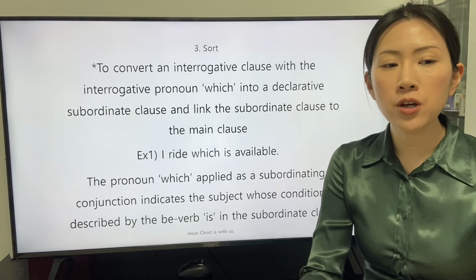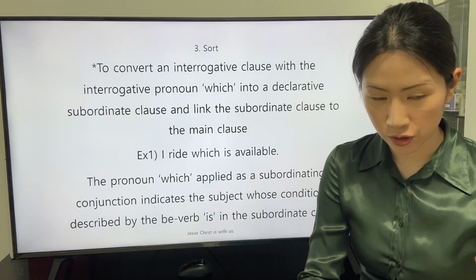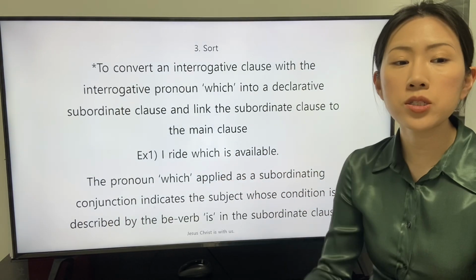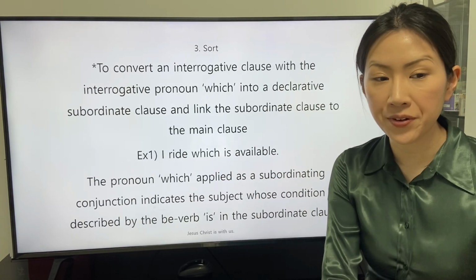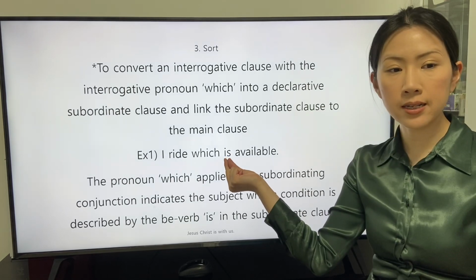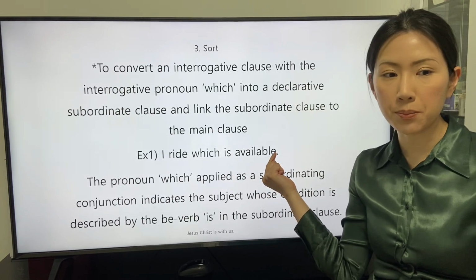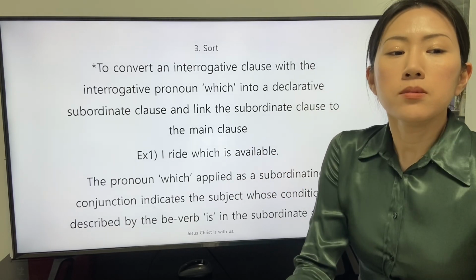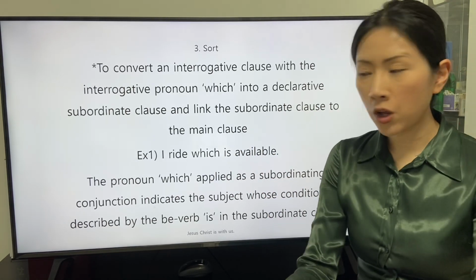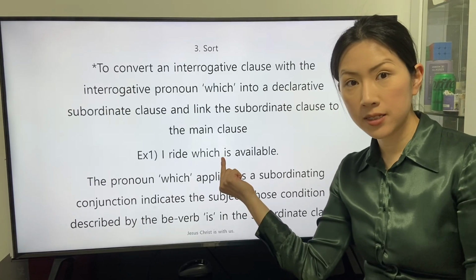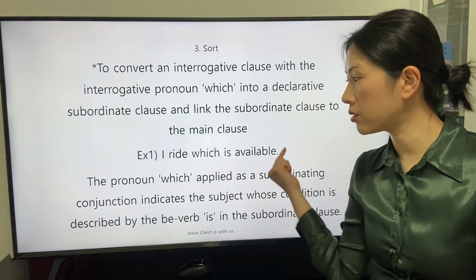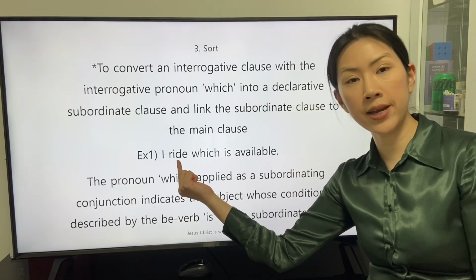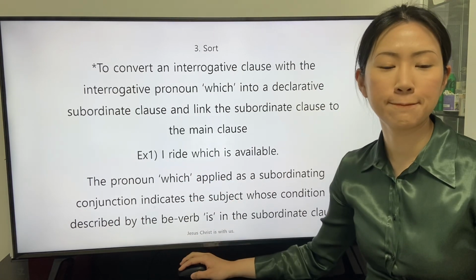The pronoun which applied as a subordinating conjunction indicates the subject whose condition is described by the be verb is and the adjective available in the subordinate clause. The described subject in the subordinate clause is the object of the transitive verb write in the sentence.